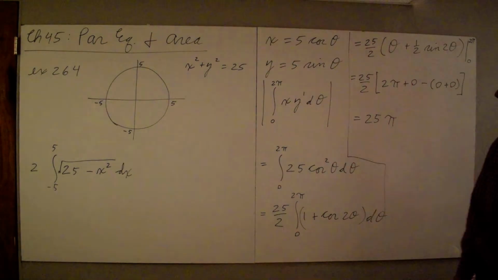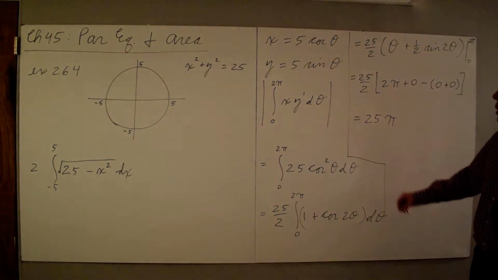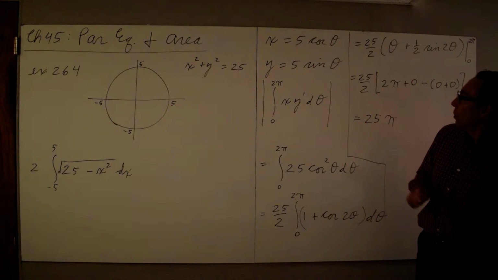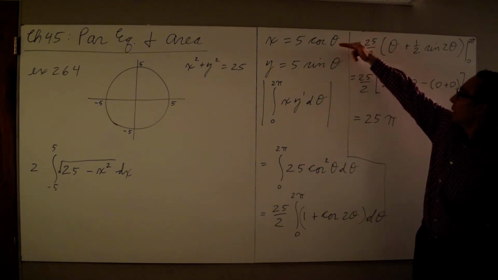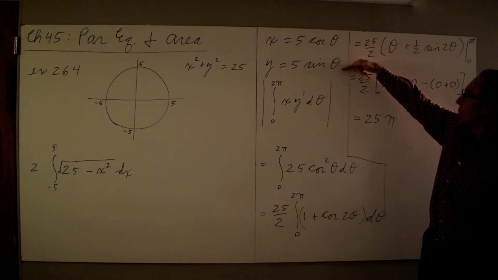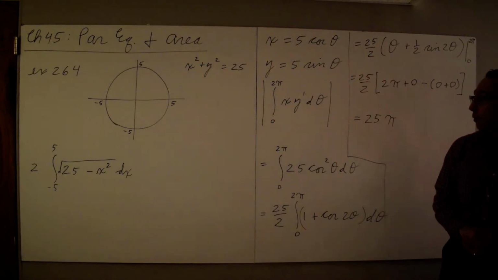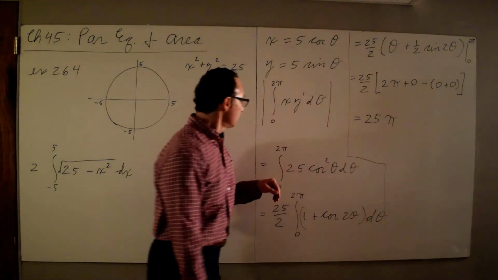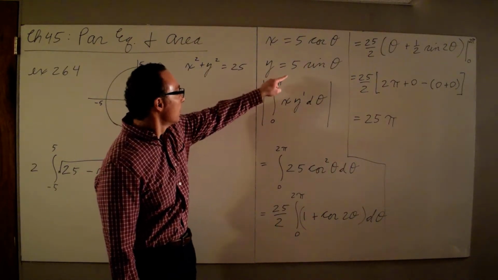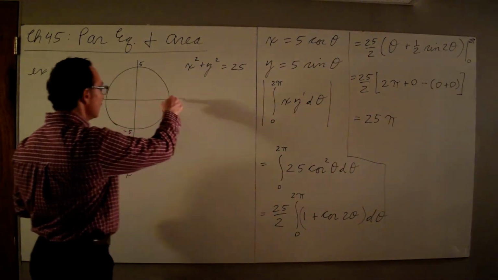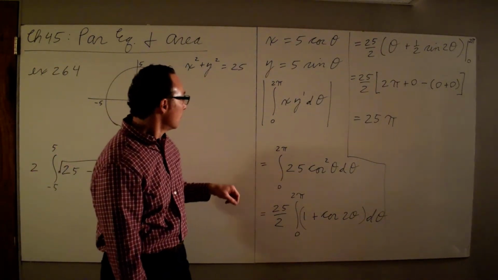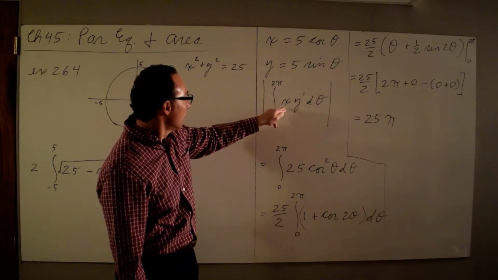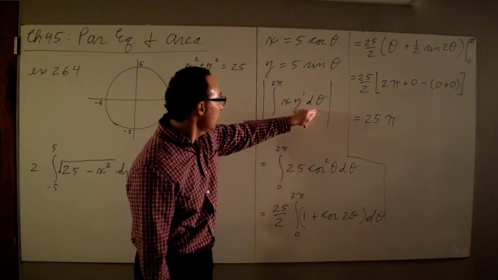If we're going to use Theorem 263, then we express our circle as a plane curve using these two parametric equations. X is 5 cosine theta, y is 5 sine theta. X squared plus y squared is equal to 25. Then we integrate 0 to 2 pi because our parameter theta has to go from 0 to 2 pi. We integrate 0 to 2 pi of x times the derivative of y d theta.